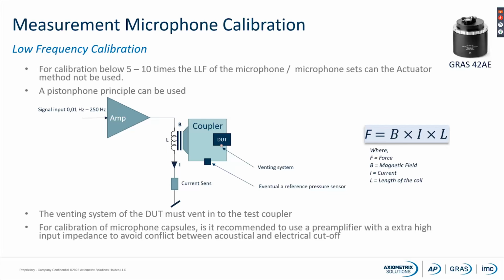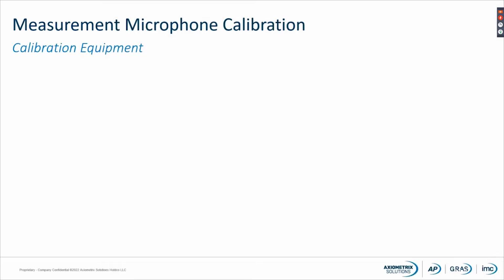For calibrations of microphone capsules, it is recommended to use a preamplifier with an extra high input impedance, first of all, to avoid conflict between acoustical and electrical cutoff. Of course, it doesn't matter if it's a microphone set, a combination of a preamplifier and a microphone capsule, because then we can consider it as a system. But if we are only calibrating microphone capsules, then we have to use a preamplifier with an extra high input impedance.